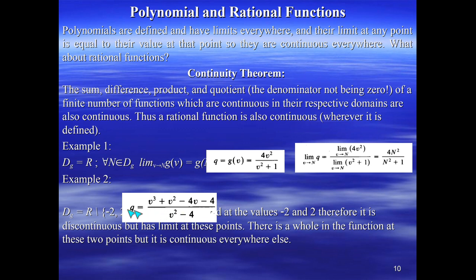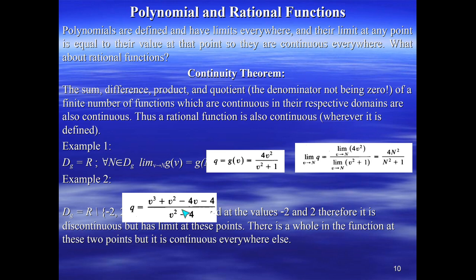But when we have q equals v to the power 3 plus v square minus 4v minus 4 over v square minus 4, then we are in trouble a little bit, because when v is 2 or minus 2, the denominator is 0. When v is 2, its square is 4, 4 minus 4 is 0. When v is minus 2, the square is 4 again, 4 minus 4 is 0. So this function is not defined at v equals minus 2 and 2. So its domain of definition is all the real numbers minus the set {minus 2, 2}. So we should exclude minus 2 and 2 from its domain.